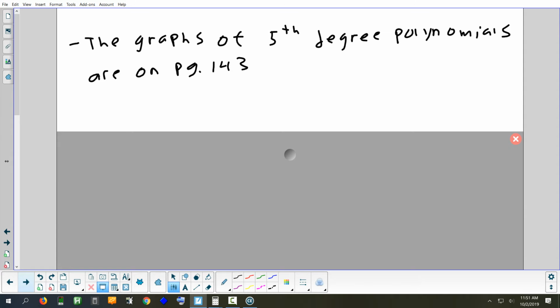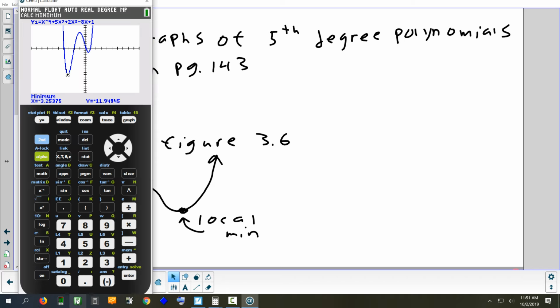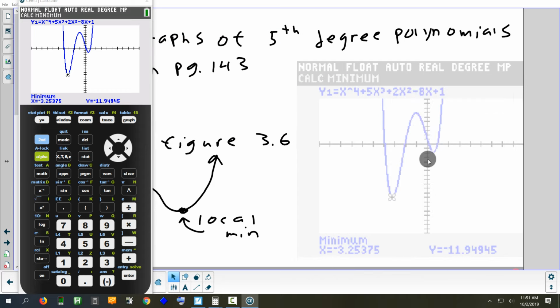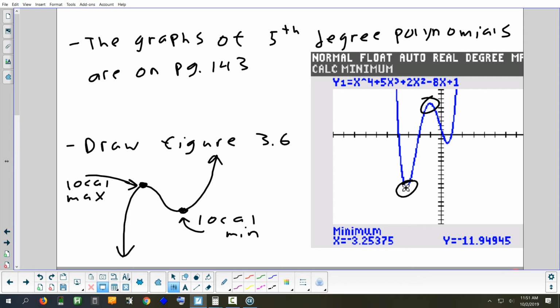I'm not going to talk too much about fifth degree polynomials. They've already told us how many turns it can take. So, what I do want to look at though is these points where the graph turns. Okay? This one has a few of them as well. These points here, here, and here are called local maxes and mins.